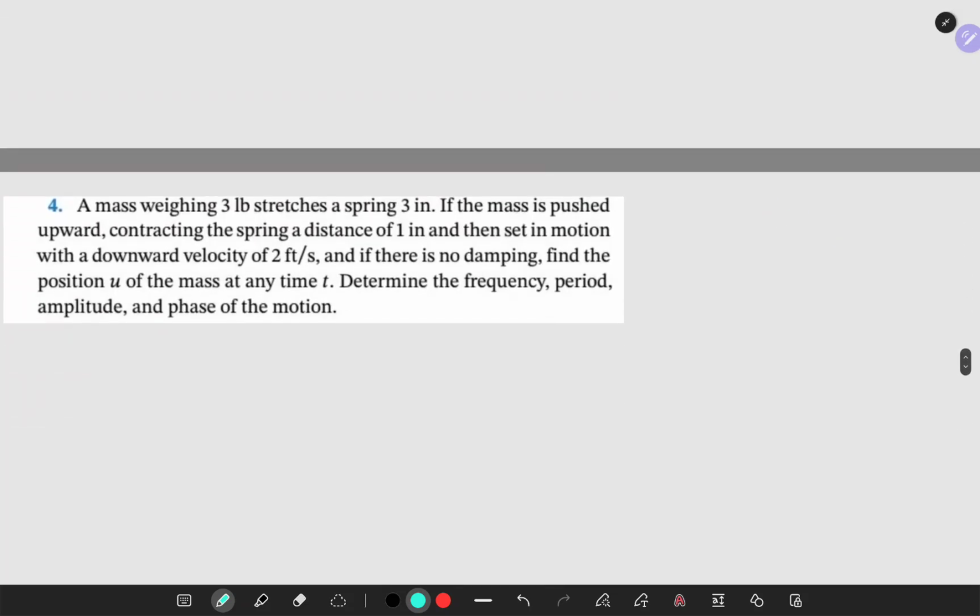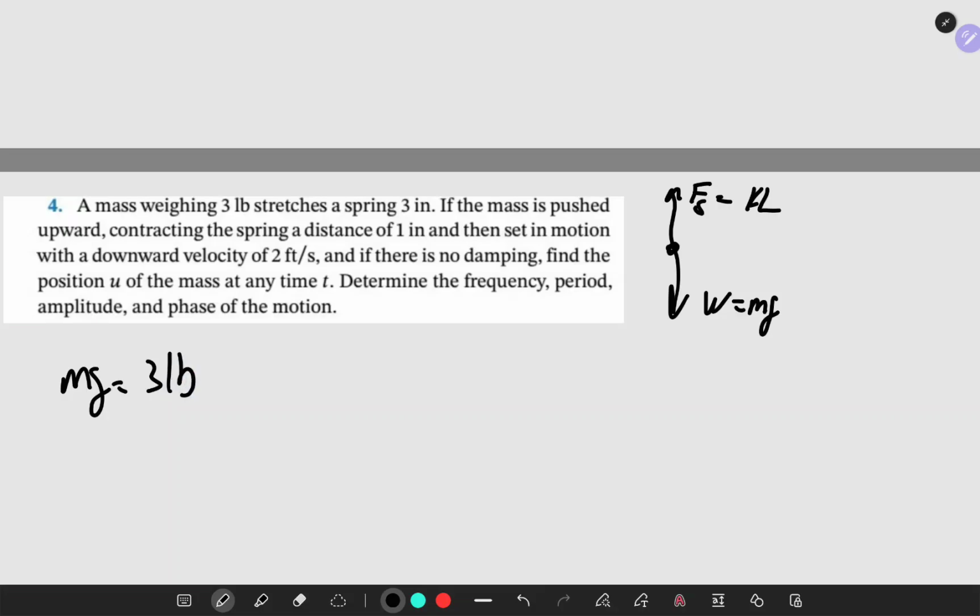And this is the last one. Yep, this is the last one. We have a mass weighing 3 pounds. We have a weight of 3 pounds. Remember, free body diagram, mg is our weight. W equals mg. Force of the spring is equal to KL. mg is equal to 3 pounds. If mg is equal to 3 pounds, KL is equal to 3 pounds.